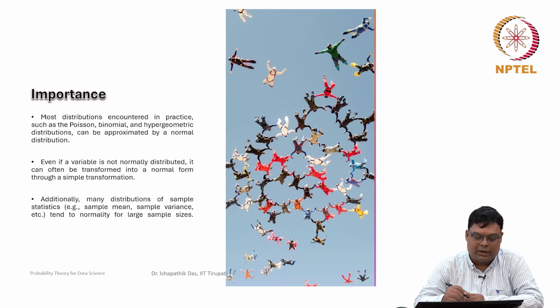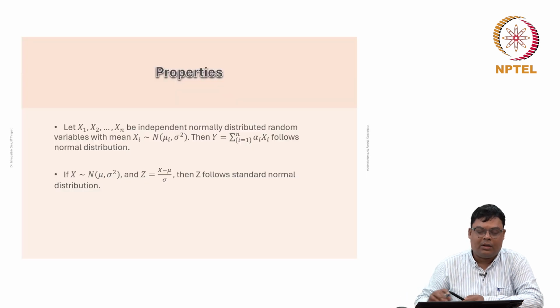Most of the sample S square will be the square of a normal distribution, that is known as the chi-square distribution. The sample mean is normally distributed whenever sample sizes are large. Now, one of the important properties is that if x1, x2, xn are independent normally distributed random variables, then their linear combination also will be a normally distributed random variable.